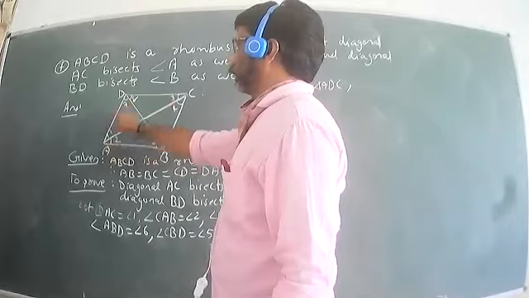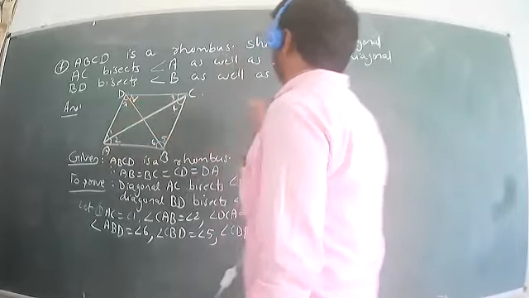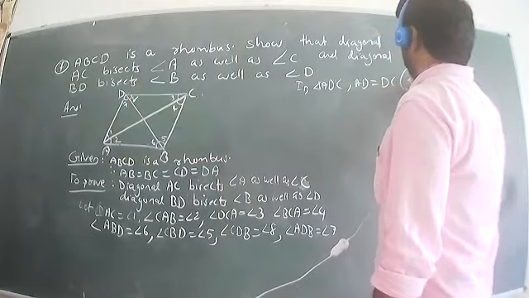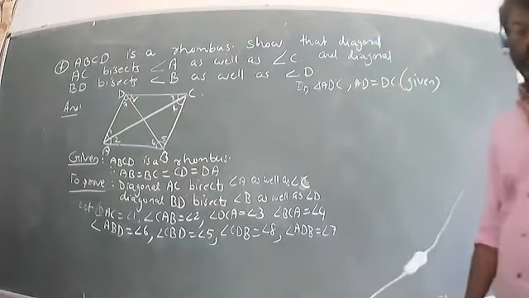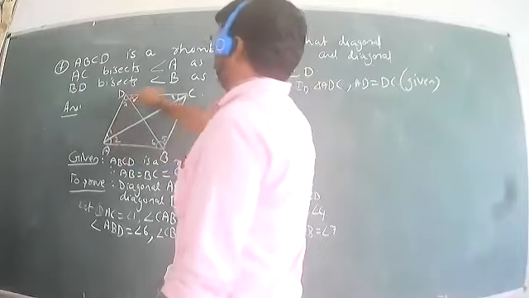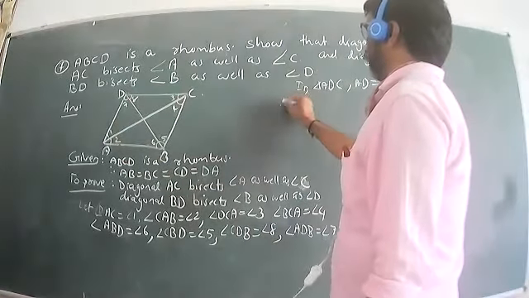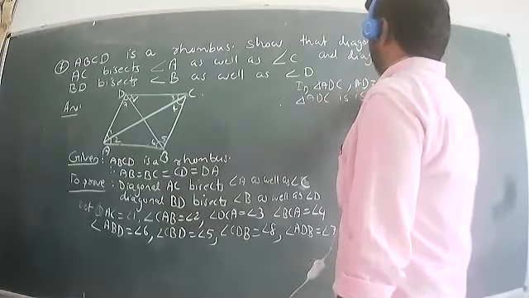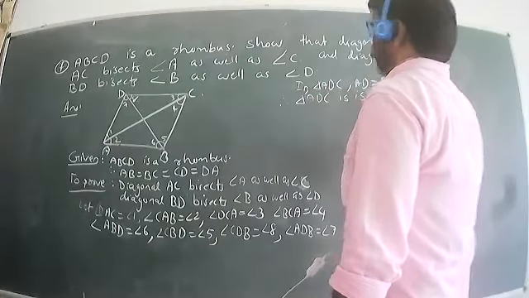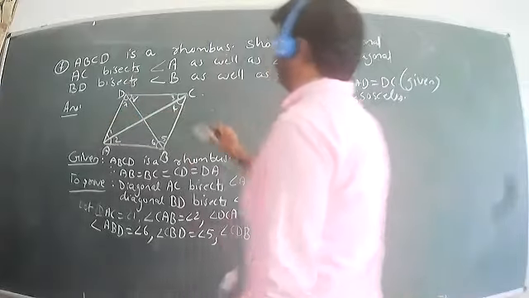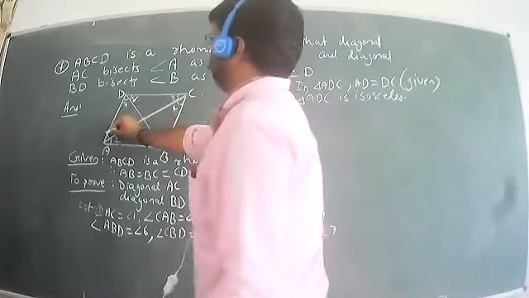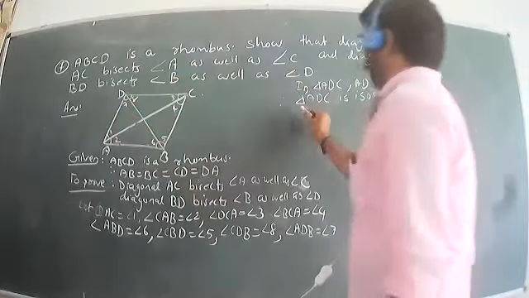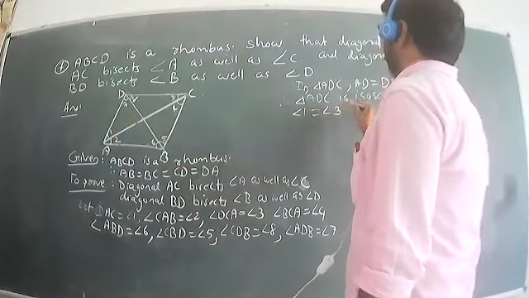since it is rhombus, all sides are equal. AD equal to DC. Given all sides of a rhombus are equal. AD equal to DC. So this is what triangle? Isosceles triangle. Therefore, triangle ADC is isosceles. Therefore, base angle also will be equal. Opposite to AD, this angle 3. Opposite to CD, the same. Angle 1 equal to angle 3.